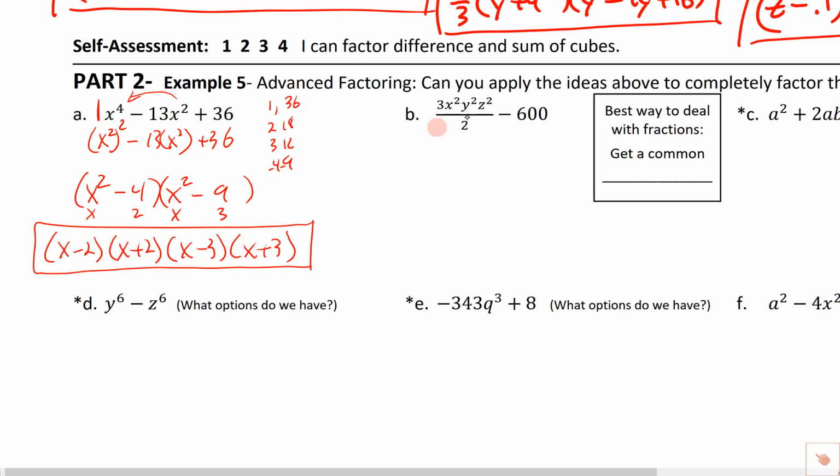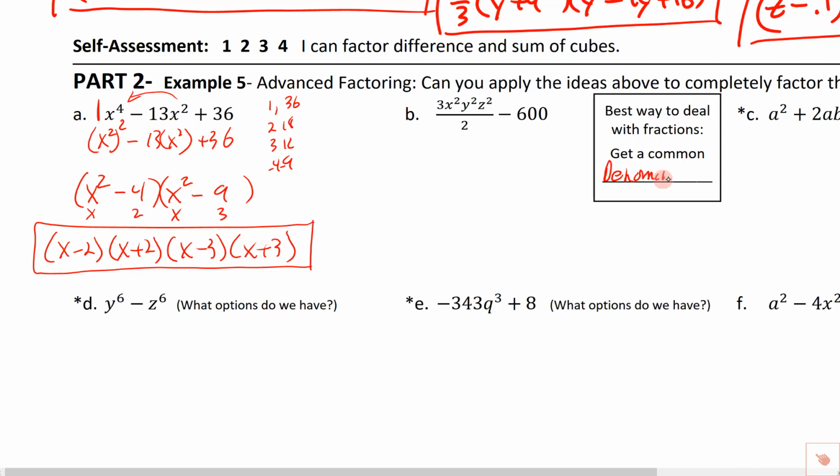On this next one, this is on B, we've got this ugly fraction right here with a whole bunch of squared variables, minus 600. Looks really messy. It is a binomial, so again, we've only got difference of squares, difference of cubes, and sum of cubes. But the first thing we want to deal with is getting that fraction out of the way. And the best way to deal with fractions is to get a common denominator.